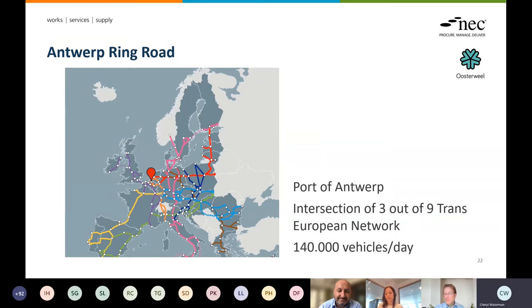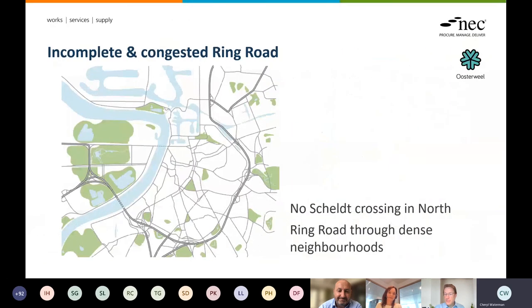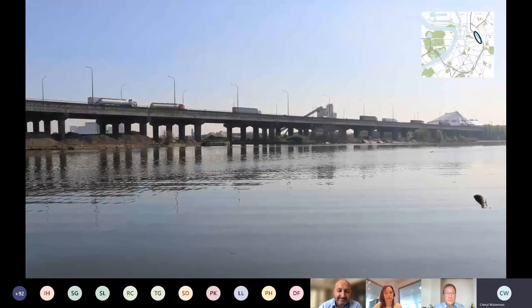So the Ring of Antwerp, as you can see, is only partially completed. So we have an incomplete ring road. There's no crossing in the north of Antwerp. And the ring road itself goes through a viaduct through dense neighborhoods. On the next picture, you will see the viaduct itself. This picture seems to be quite clear out of the city, but it's actually within the city center. And it doesn't really make the city livable on that side of the city.